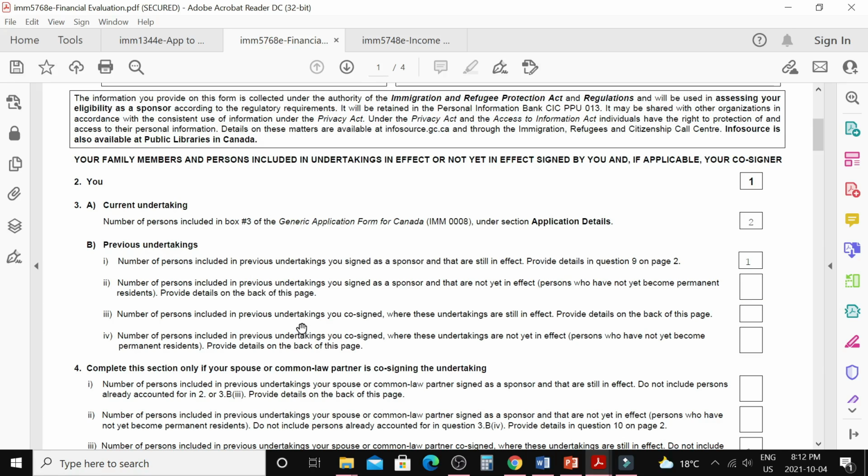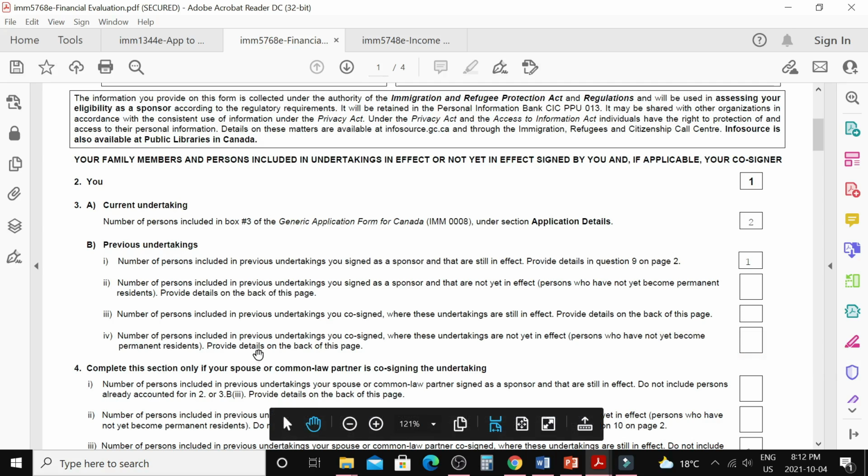Number of persons included in previous undertaking you co-signed where these undertakings are still in effect. Suppose you co-signed for your spouse's parents, so you can write that here. Suppose you write one parent or both the parents, how many members you already co-signed, and that is still in effect means they already got PR and the undertaking is still in effect for 20 years now. So you can write how many members you co-signed here, otherwise leave it blank.